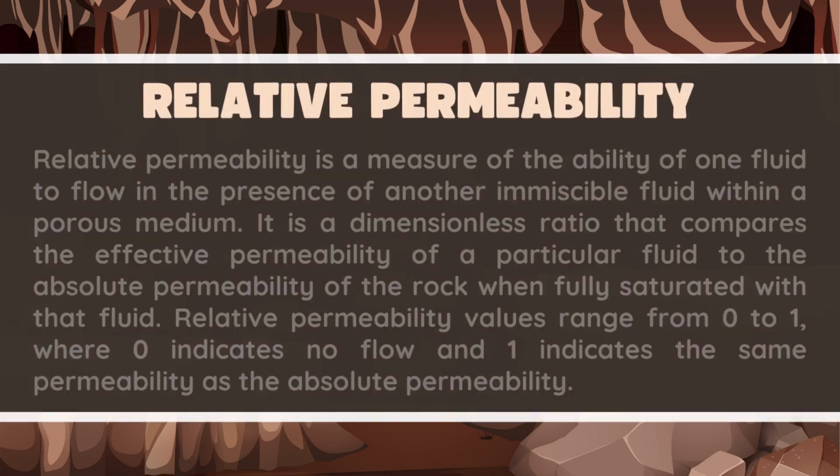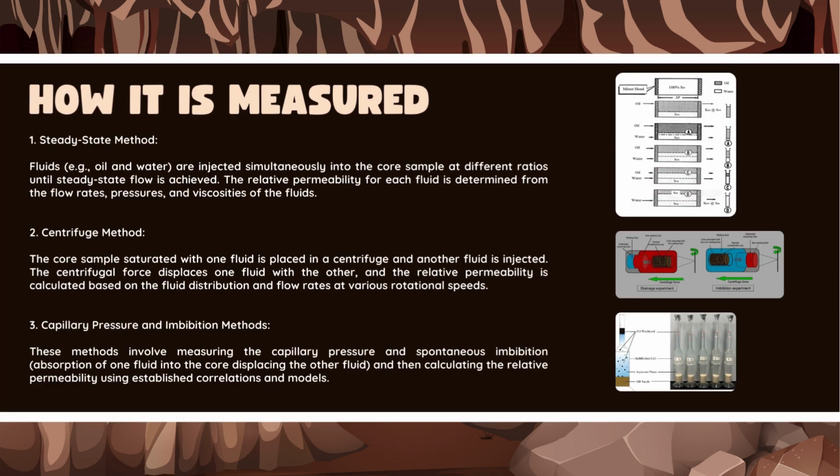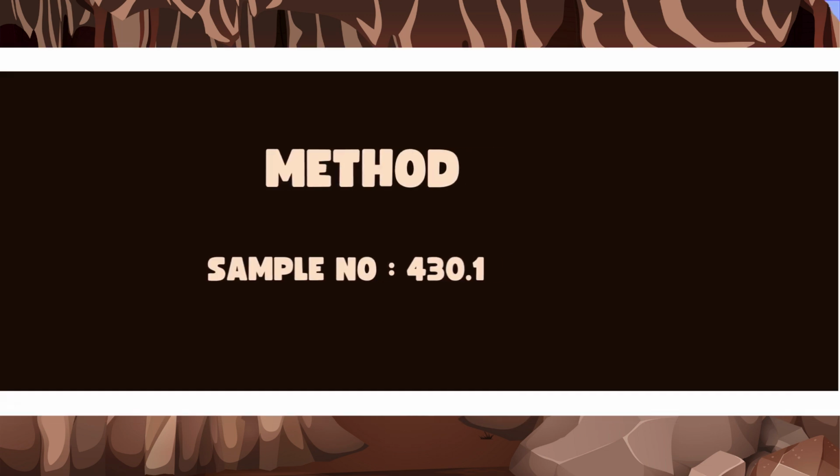Relative permeability is a measure of the ability of one fluid to flow in the presence of another immiscible fluid within a porous medium. It is a dimensionless ratio with range from 0 to 1. How we measure relative permeability is by, firstly, steady state method, second, centrifuge method, and lastly, capillary pressure and imbibition method. There are several methods in finding the relative permeability.